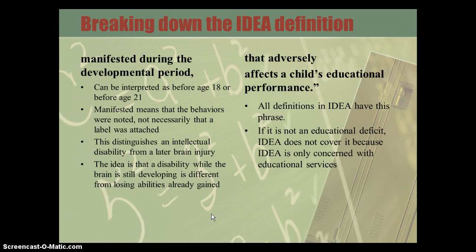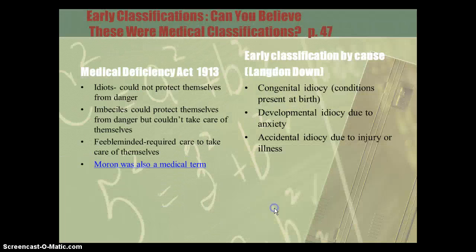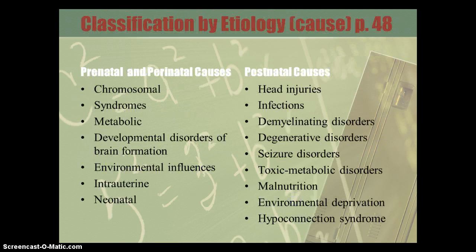And then manifested during the developmental period. And the last part of it is it has to affect educational performance, or it's not relevant to special education. So early classifications, we had words like idiots and imbeciles and feeble-minded and moron. Those were actually medical terms. We talked about congenital idiocy, which was conditions at birth. Developmental idiocy was due to anxiety, and accidental idiocy was due to injury or illness.